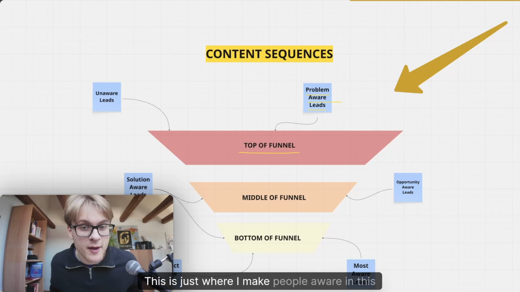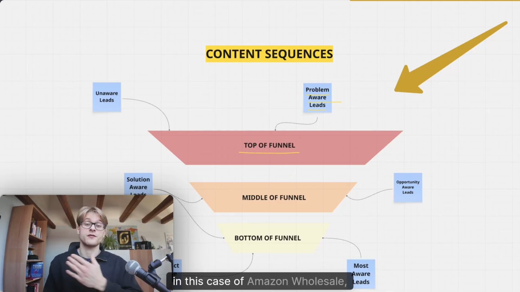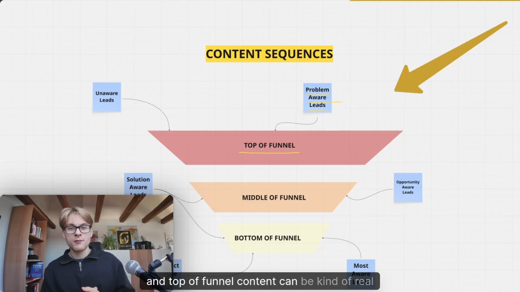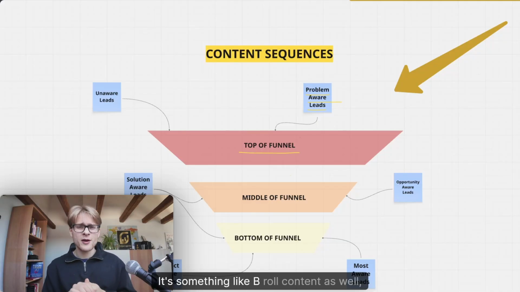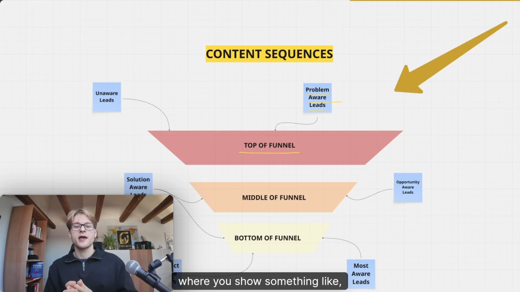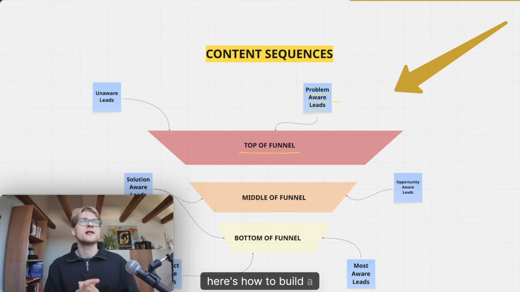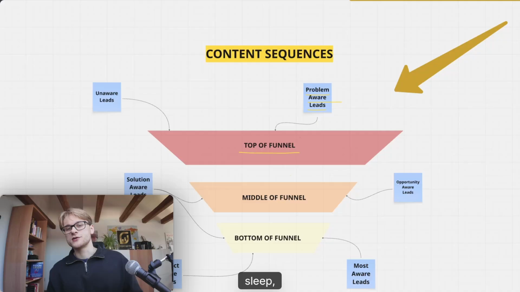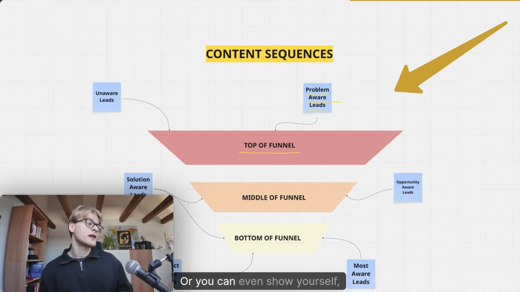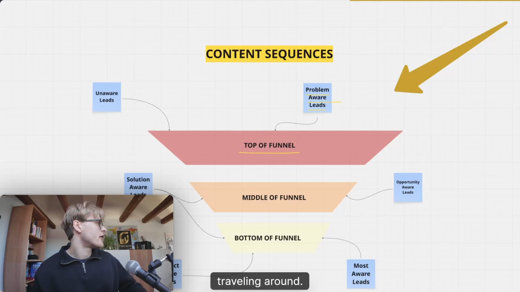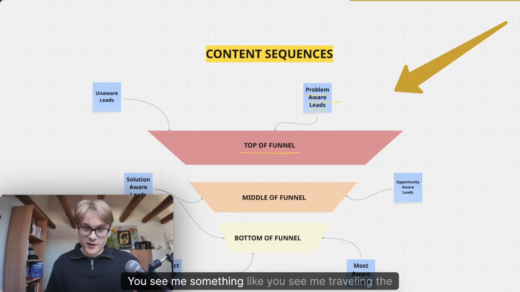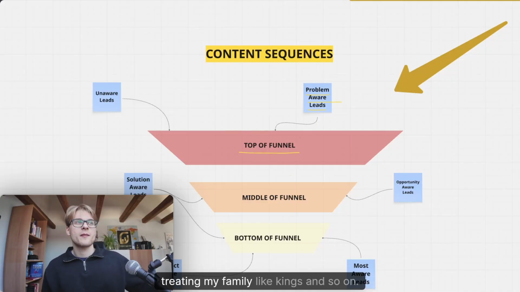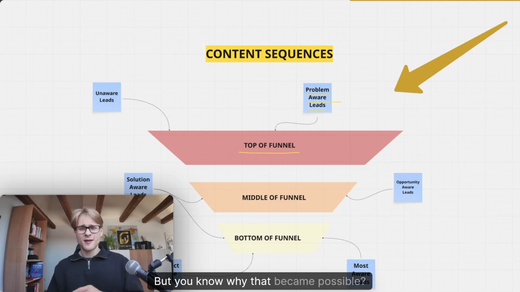This is just where I make people aware, in this case of webinars, in this case of Amazon wholesale, and so on, okay? And top of funnel content can be kind of reel form. It's something like B-roll content as well, where you show something like, okay, here's how to build a second income stream on Amazon that pays you while you're asleep, okay? Or you can even show yourself, for example, traveling around. You see me traveling the world all the time, treating my family like kings and so on. But you know why that became possible?